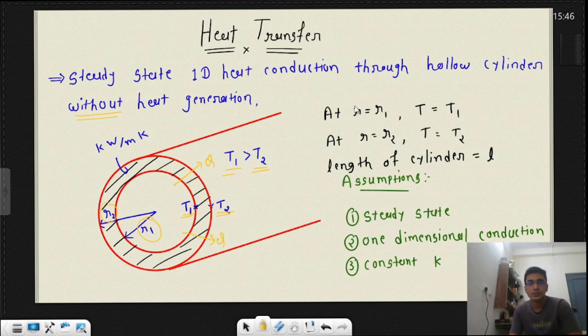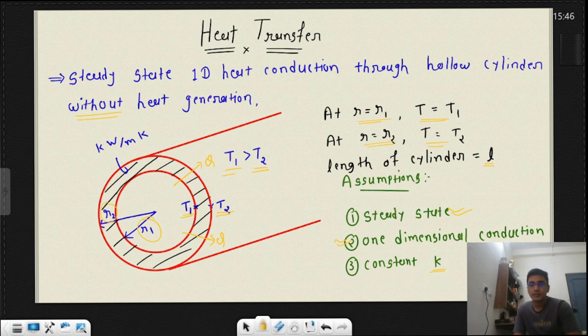Correct? So here, as I earlier mentioned, at the inner surface r equal to R1, T is equal to T1, and at r equal to R2, T is equal to T2. Also, the length of the cylinder we can take as L. The assumptions we are taking here are, first of all, it's a steady state conduction, then it is also one dimensional, and one more important assumption is that the thermal conductivity is constant with temperature.